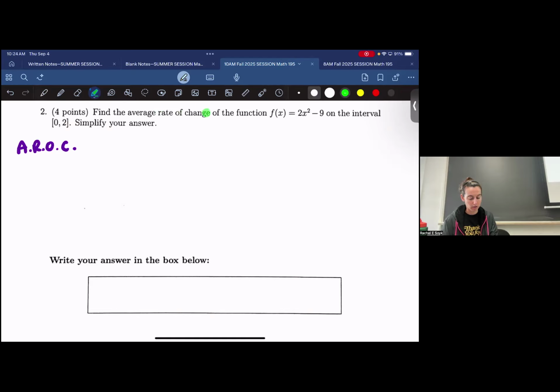Well, color code. It's just the difference between your 2 y values, f of b minus f of a, over the difference between your 2 x values, b minus a. And so what do we have here? Our a is 0, our b is 2.